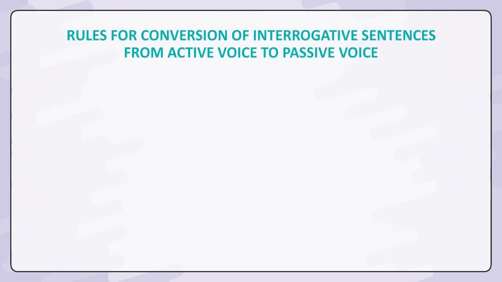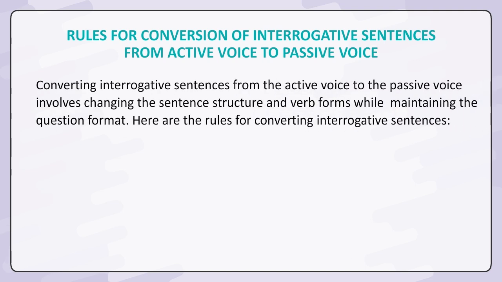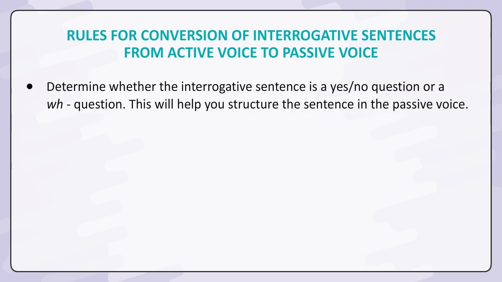Rules for conversion of interrogative sentences from active voice to passive voice. Converting interrogative sentences from the active voice to the passive voice involves changing the sentence structure and verb forms while maintaining the question format. Here are the rules for converting interrogative sentences. Determine whether the interrogative sentence is a yes or no question or a WH question. This will help you structure the sentence in the passive voice.